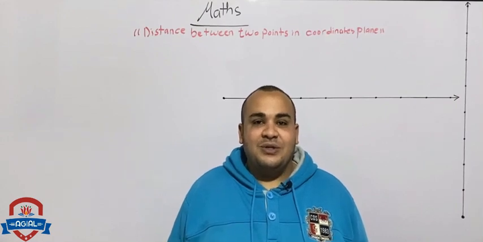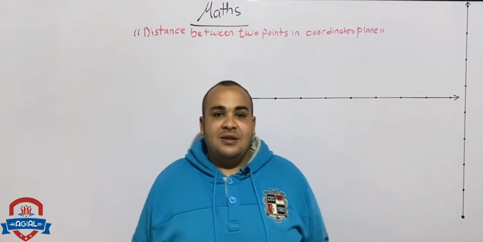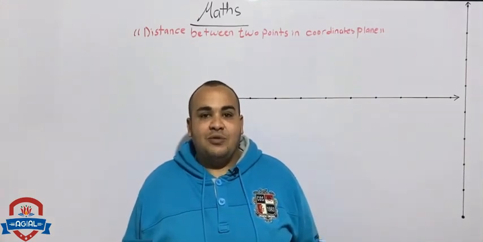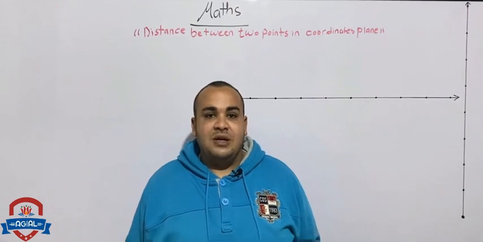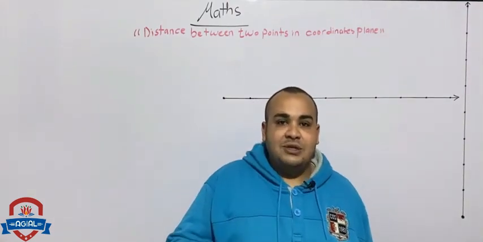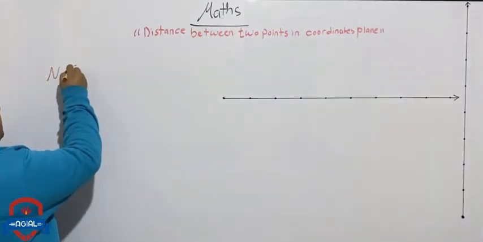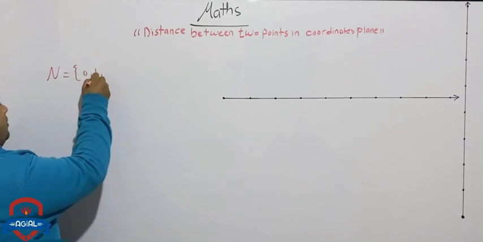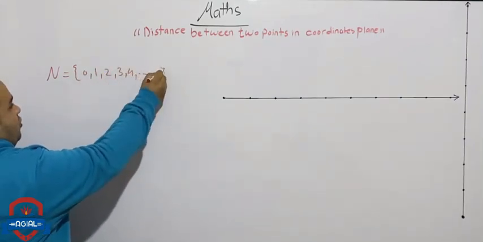Today we are going to study the distance between 2 points in the coordinates plane. We had studied before how to find the distance between 2 points in the set of natural numbers. The set of natural numbers is formed from 0 and counting numbers. So the set of natural numbers equals 0, 1, 2, 3, 4 and so on.